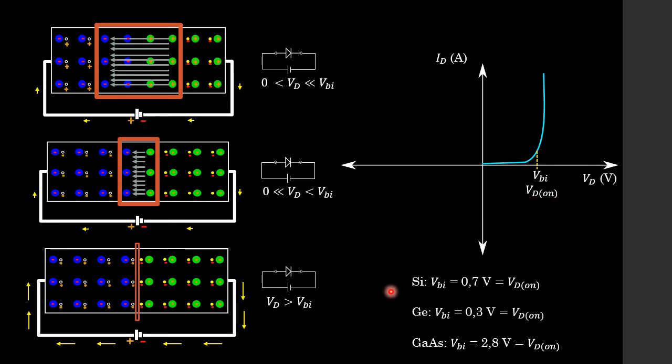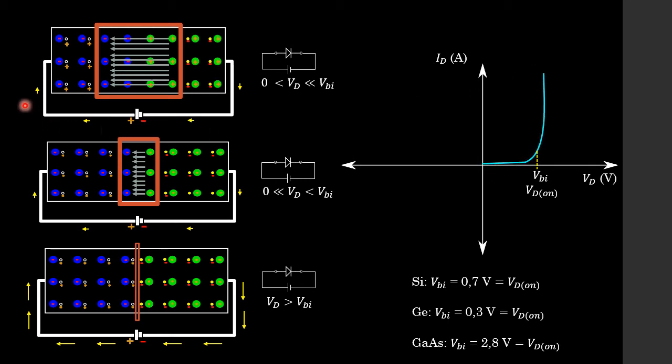Now for silicon, we know that our on voltage is 0.7 volts, for germanium 0.3 volts, and for gallium arsenide 2.8 volts. And that, students, covers the forward biasing of our diode. This is an important graph for you to remember or plot, because in your lab 1 you are going to be doing an experiment, and part of that experiment is to forward bias your diode, take certain measurements, and then plot this forward biasing curve.